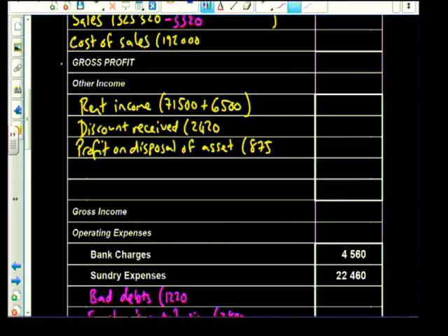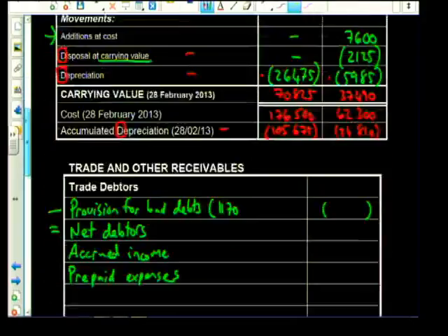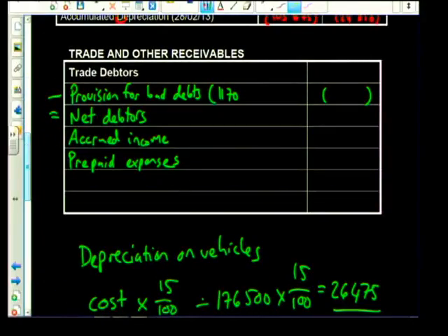At the same time, that is income that we have not yet received, so it's still owing to us. That is income that is receivable, it must still come to us. So that means that it's got to be recorded on the opposite side in our note on trade and other receivables. That is an accrued income for rent of 6,500 Rand. So let me put it in brackets here, because that is what we still have to receive for rent.